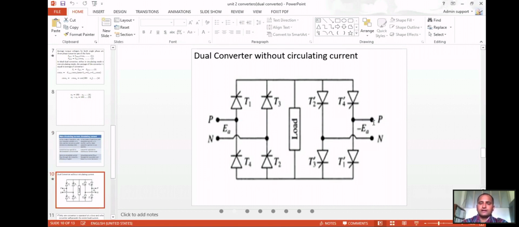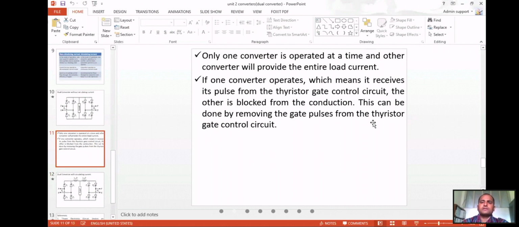So this is the case when there is a dual converter without a circulating current. You have two converters. There are 8 thyristors used in this one, which are connected to the common node. Only one converter will operate at a time, and that converter will provide the entire load current.